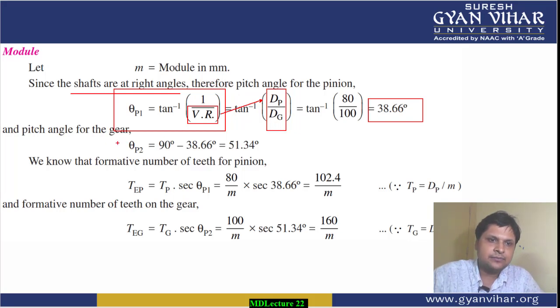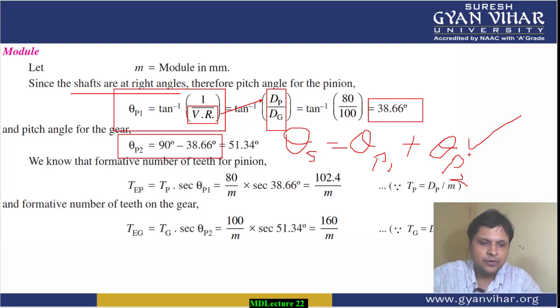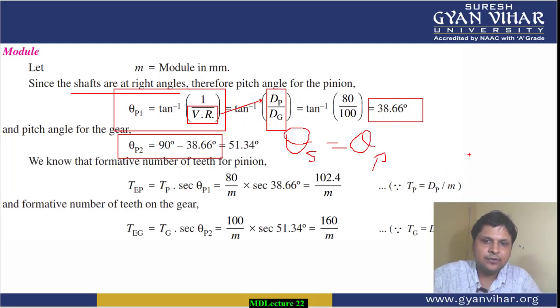And how will we calculate theta P2? We all know that theta S is equal to theta P1 plus theta P2. So from this we can easily calculate theta P2. Theta P2 is how much? 51.34 degrees.